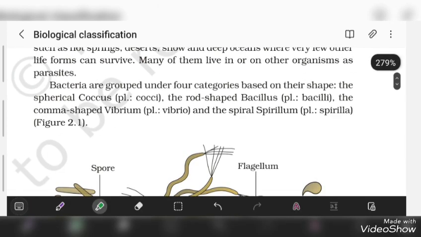Bacteria are grouped under four categories based on their shape: the spherical coccus, the rod-shaped bacillus, the comma-shaped vibrio, and the spiral spirillum.